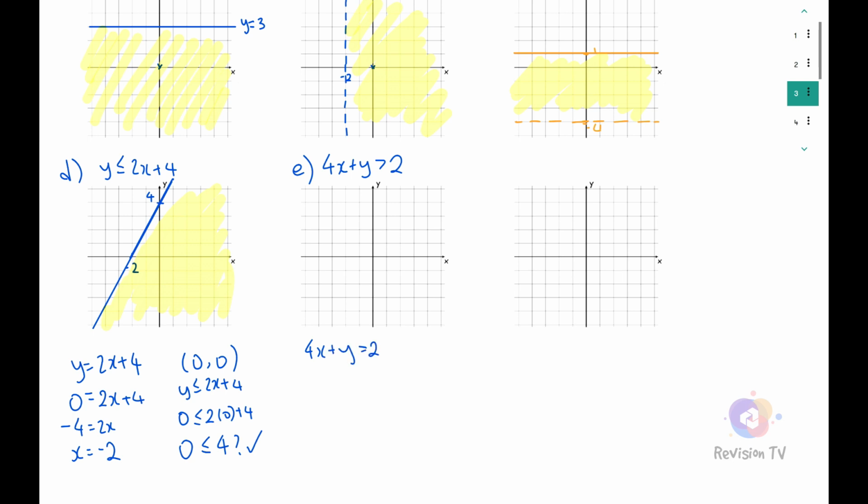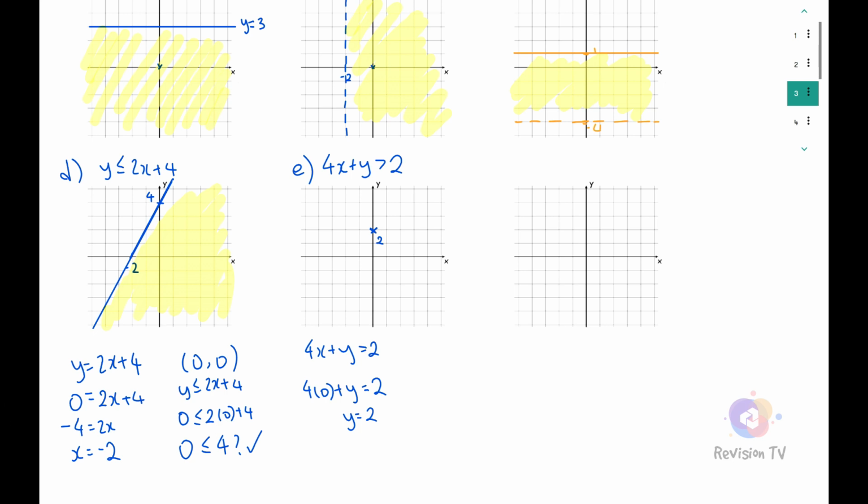So how do you work it out this time? To work out the y-intercept, you can make x equal 0. So when x equals 0, 4 times 0 is 0, so y equals 2. So the point y equals 2 is there.